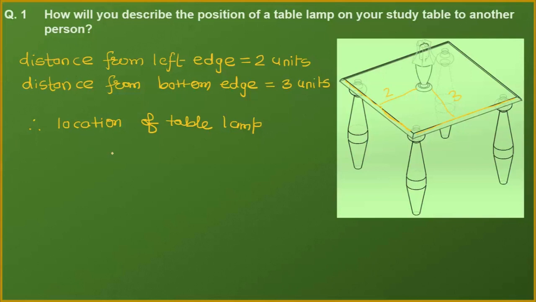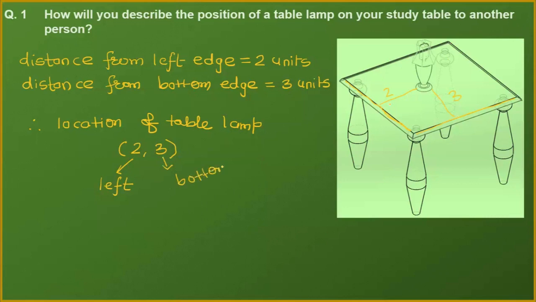So I can say that the location of the table lamp can be written as 2 comma 3. Remember, we will write this location in the form of a bracket, and in the bracket we shall write both the values and separate them by a comma. Now see, 2 is the location from the left edge, so observe that the location is horizontal. Observe here in the figure, 2 is the horizontal length, and similarly 3 is the vertical length. So 3 is from the bottom edge, we can say, right?